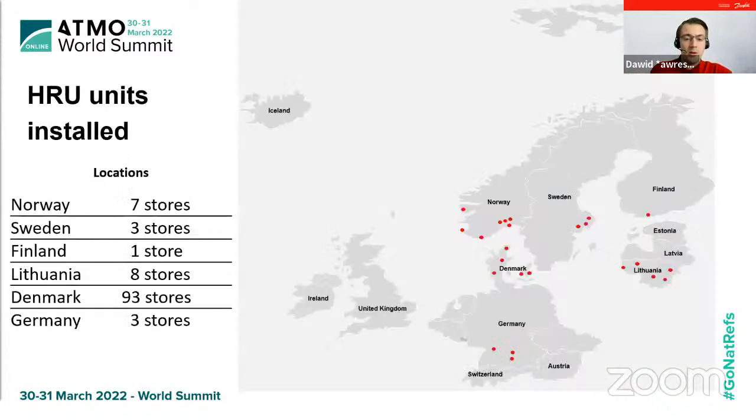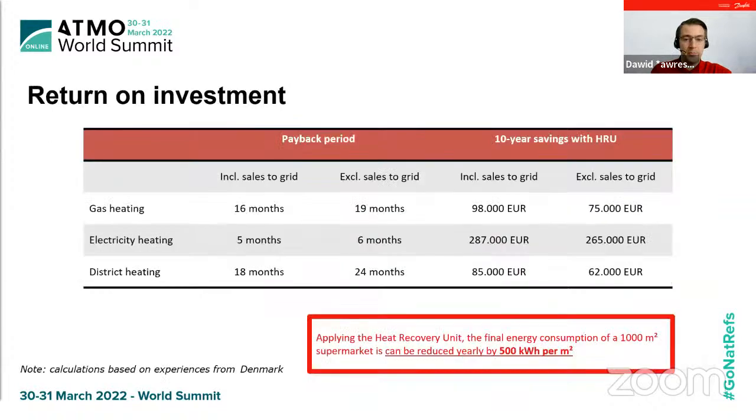Until now, 115 units were installed across Europe. We gathered experience from installations in Denmark, Norway, Sweden, Finland, Lithuania, and Germany. Based on this experience, we know that the maximum payback period of the HRU was 24 months without heat resale, and 18 months with heat resale.